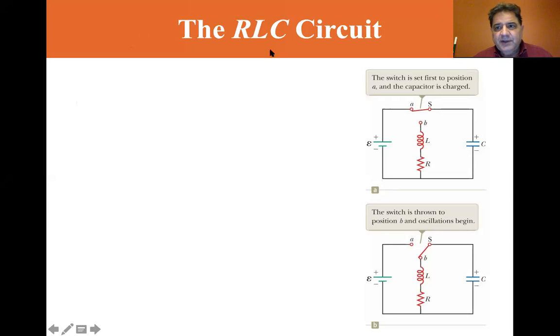Let's look at the PowerPoint. The switch is set first to position A and the capacitor is charged. So you charge the capacitor, then you switch to B, and now the oscillation begins between the capacitor discharging and storing magnetic field in the inductor, the magnetic field collapsing and charging the capacitor, and just oscillating back and forth.